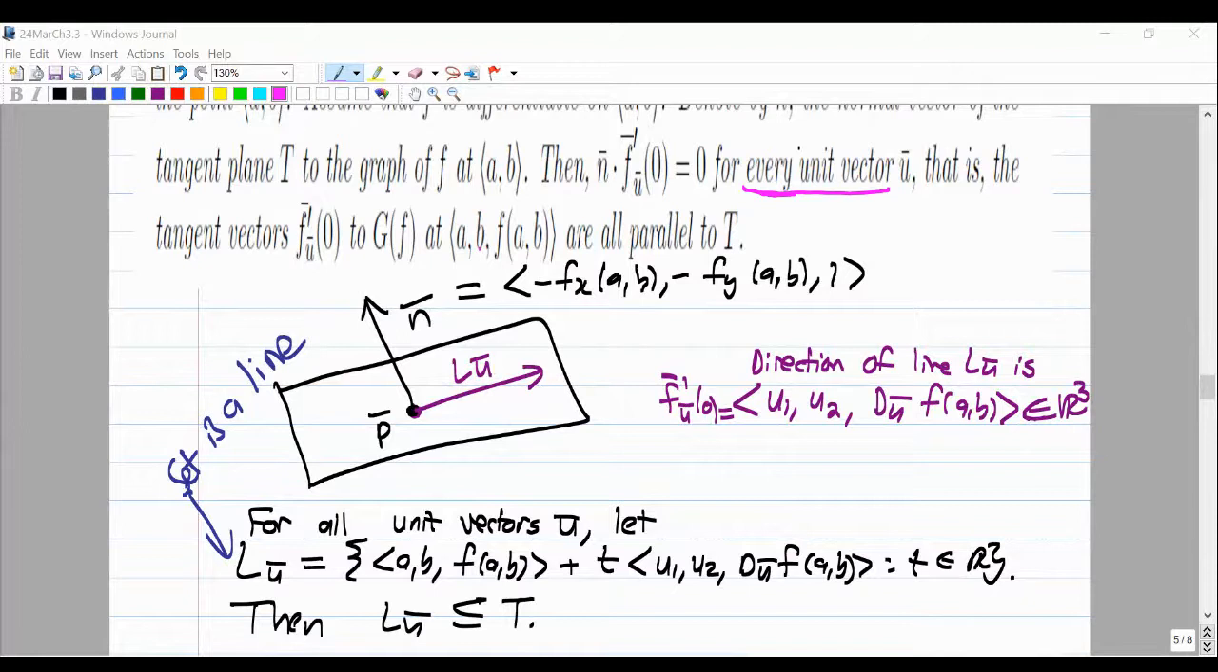So don't get lost between vectors, lines, and planes. So 47 is happy. 9, a little bit of thinking to do this weekend.